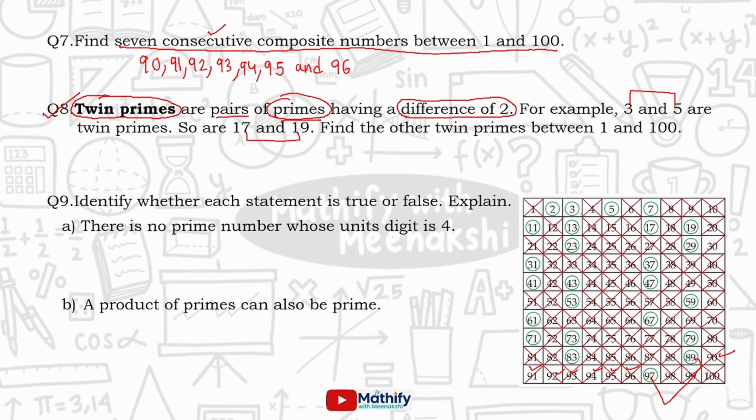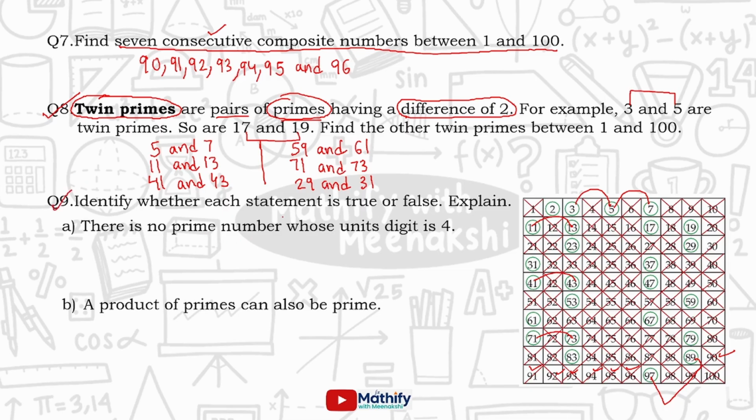So let's try to find here. 3, 5 they have given you. So we can write 5, 7. Then next you can see 11 and 13. Then next 17, 19 they have already given you. Then we can write 41, 43. Whose difference is 2? Basically we have to write those prime numbers. Then we can write 59 and 61. Difference is 2. Then 71 and 73. And one we missed, 29 and 31. So these are the 6 twin primes other than 17, 19 and 3, 5, because these two pairs are already given.